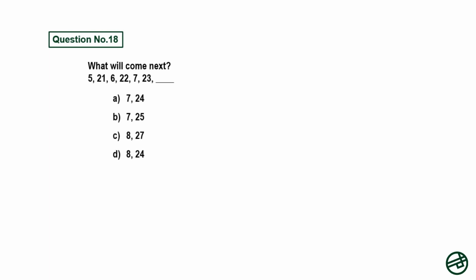Question number 18. What will come next? 5, 21, 6, 22, 7, 23, and next is. Option A, 7, 24. Option B, 7, 25. Option C, 8, 27. Option D, 8, 24. Answer is option D, 8 and 24. Explanation.